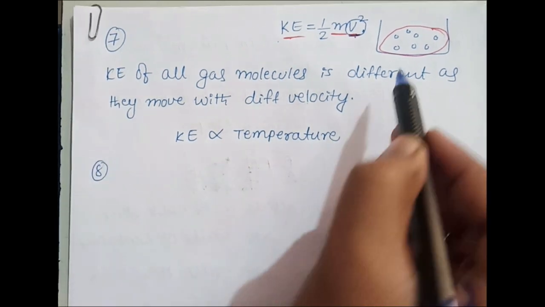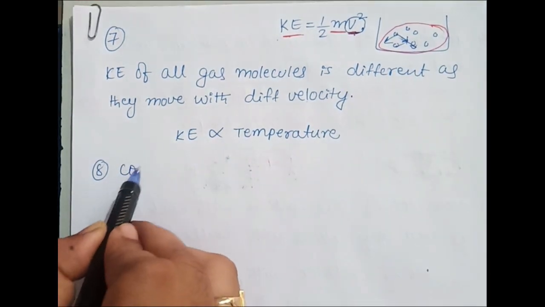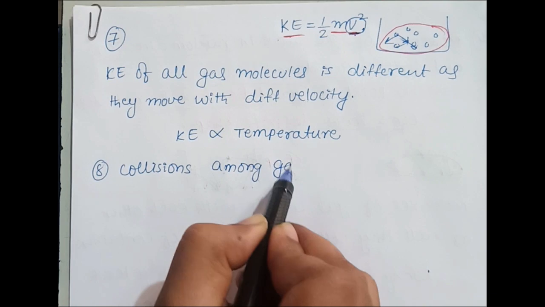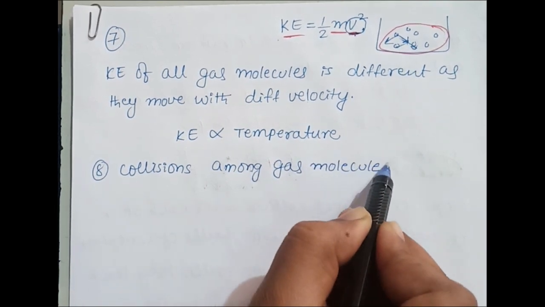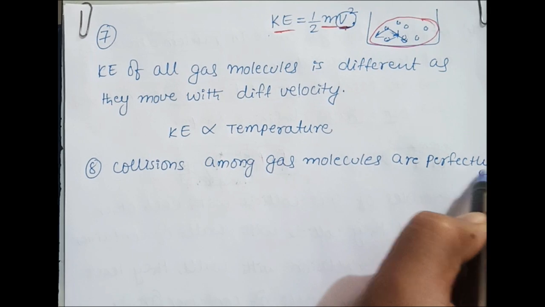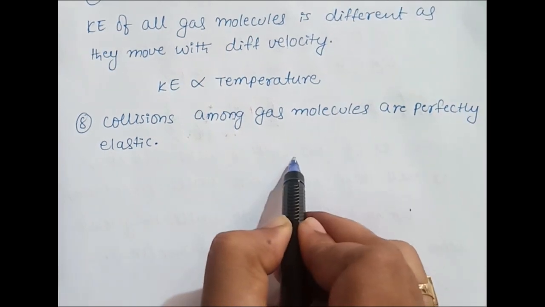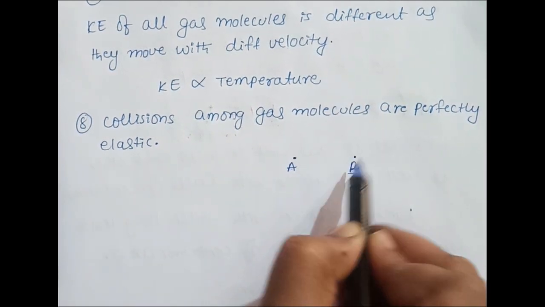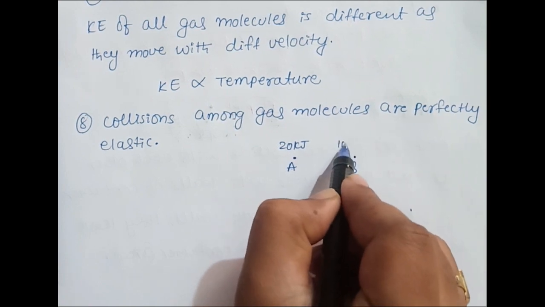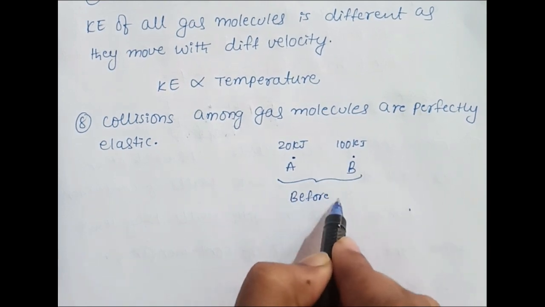Last point about kinetic theory of gases. You said they collide with each other as well as collide with the walls of the container. So the collisions among gas molecules are, and this is a very important word, it's asked in MCQs also, perfectly elastic. So what is the meaning of the word elastic collision? Let us take, suppose two molecules, this is an A molecule, this is a B molecule, coming with let us say kinetic energy 20 kilojoule, and this is coming with kinetic energy 100 kilojoule. So this is the situation before collision.